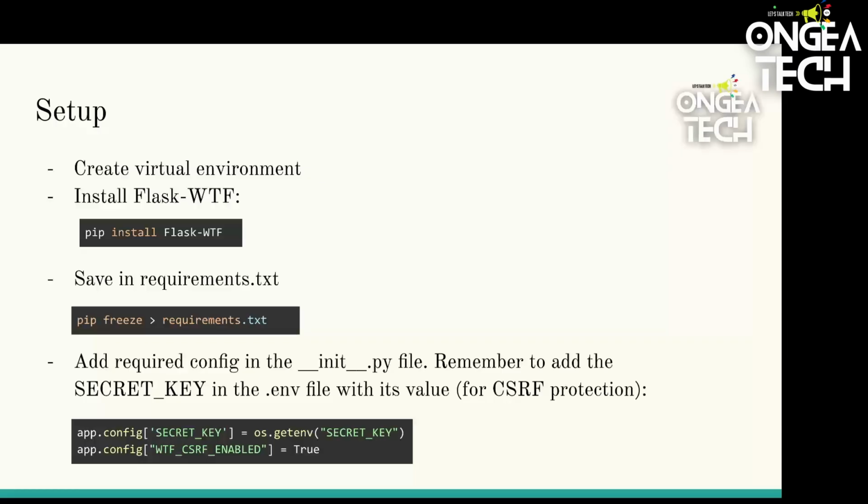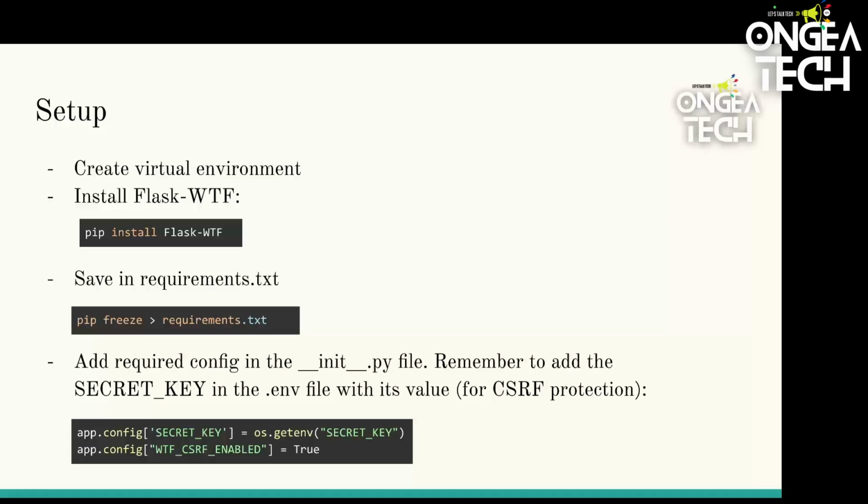Flask-WTF will go through the installation, and then you save. I recommend saving this into the requirements.txt file. After that, you add the configuration into the init.py file. This is where the app initializes. In your case, you could have it in app.py, but in our case, we have it in this file.